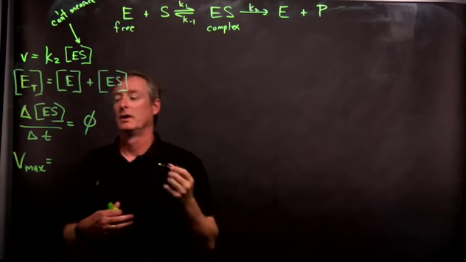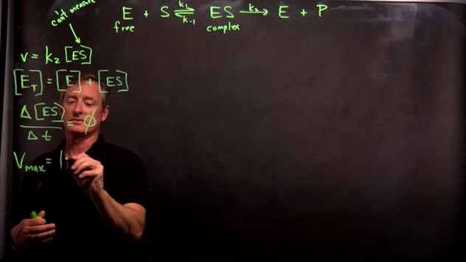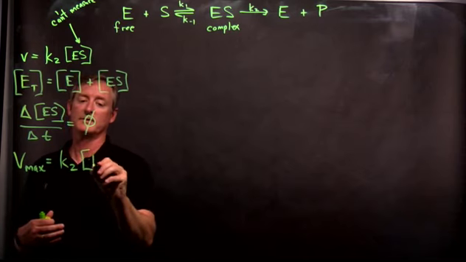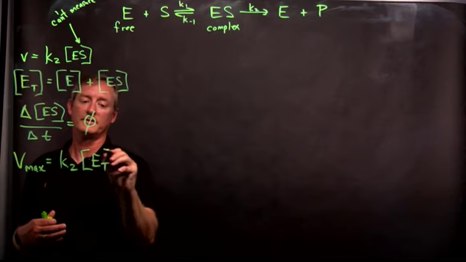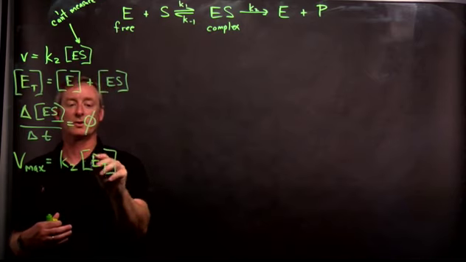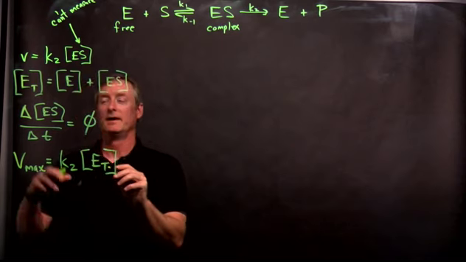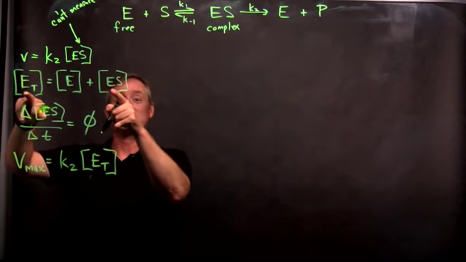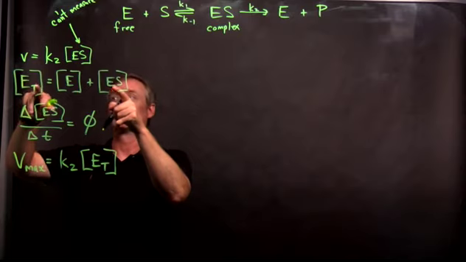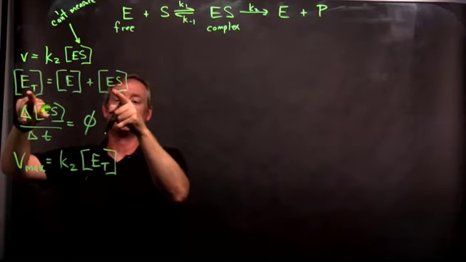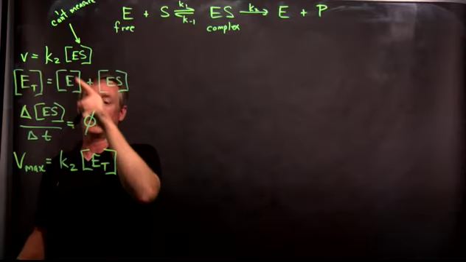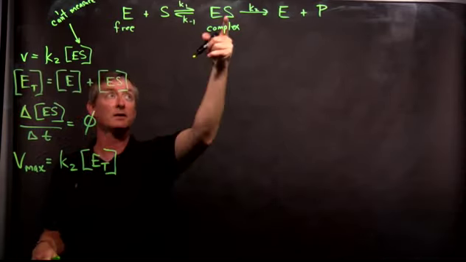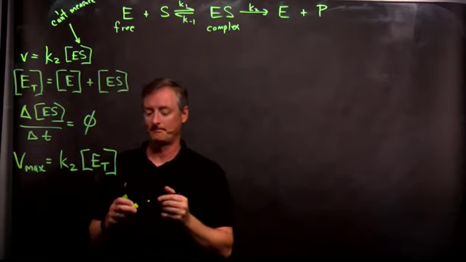And so, really, we can describe the maximal speed of this reaction as equal to K2 times the total enzyme concentration. If the total enzyme concentration equals the enzyme substrate concentration, because all of the total enzyme is bound up here, then the velocity of the reaction is equal to K2 times the total enzyme. All of it's here. All of it's doing its job.